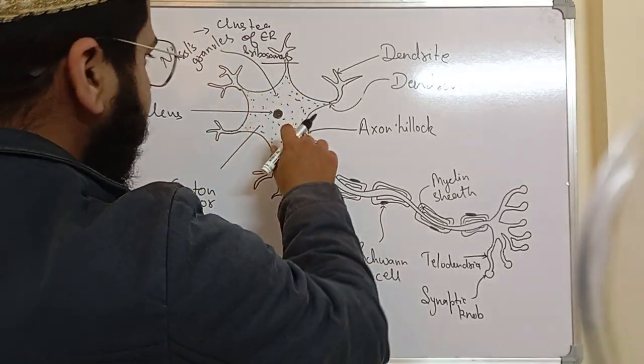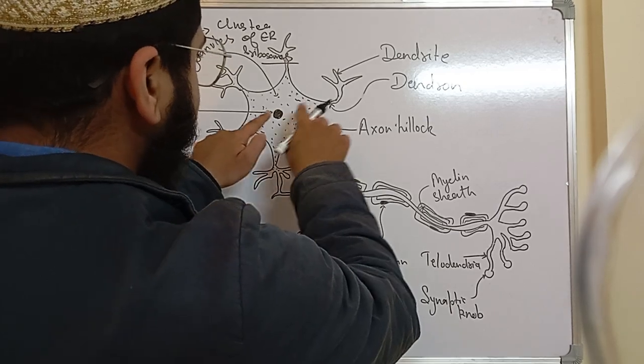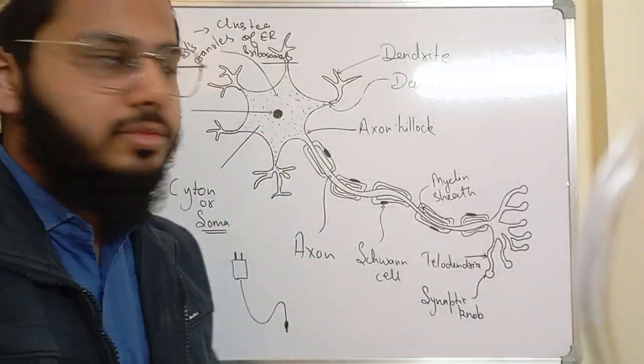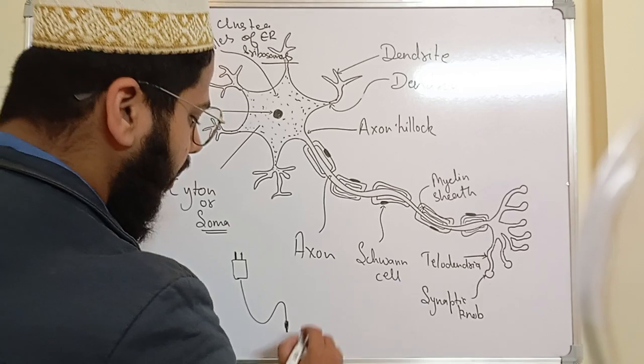Then, as you may see, from this cell body, some structures are branching out. In Latin, we use a word dendro.